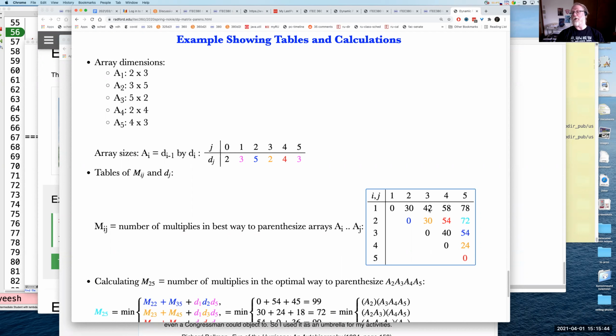Well, once we have that, we can go ahead and fill in these. How are we going to go ahead and fill in these? If I want to multiply, what's the best way to multiply 1 through 3? We'll take the minimum of 1,2 and 2,3. Is that the only?